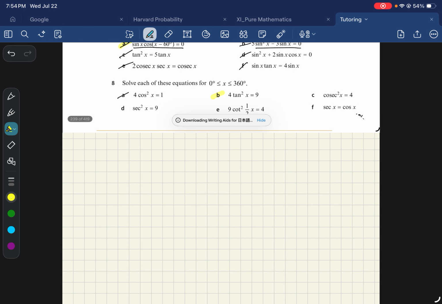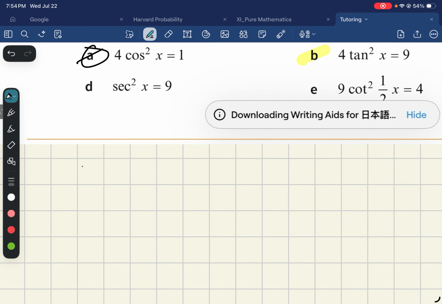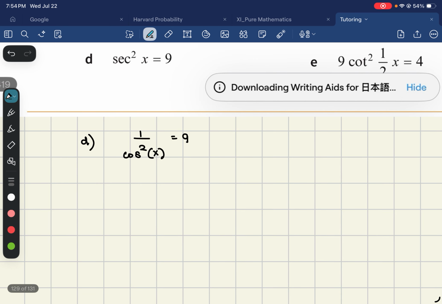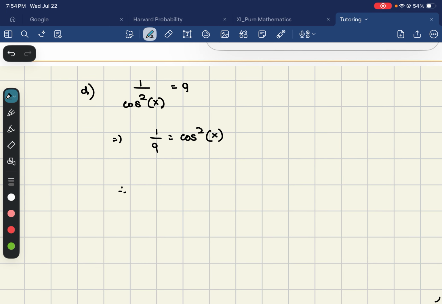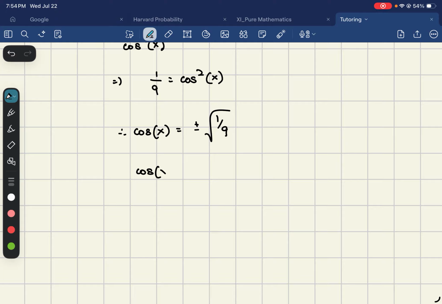C is quite straightforward as well, so I'm going to leave C to you. It's very similar to A. So D is quite straightforward as well. It just tells me that 1 over cos squared x is equal to 9, which implies that 1 over 9 is equal to cos squared x. And therefore, cosine of x is equal to plus or minus the square root of 1 over 9, and that cosine of x is equal to plus or minus 1 over 3.